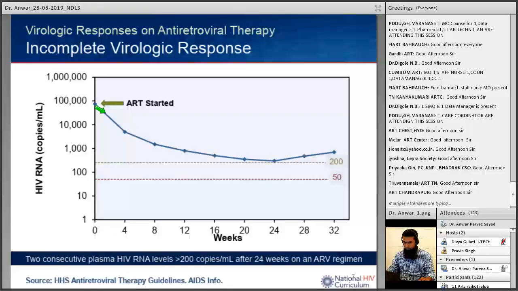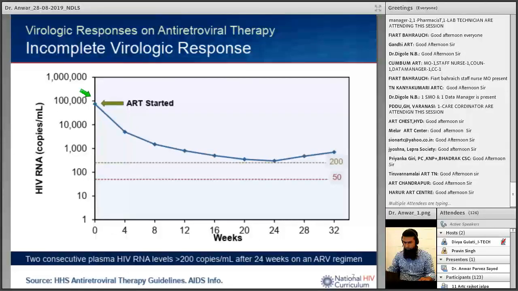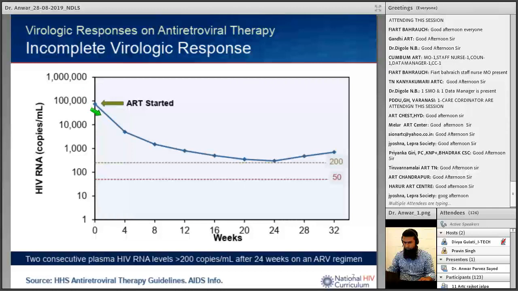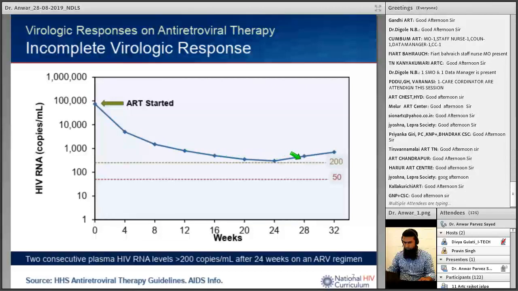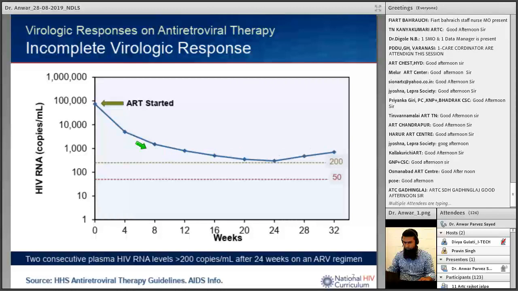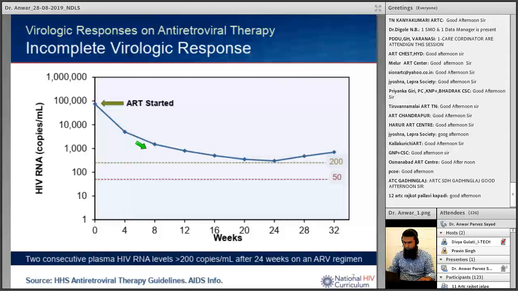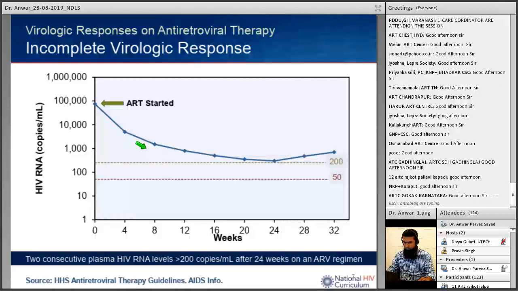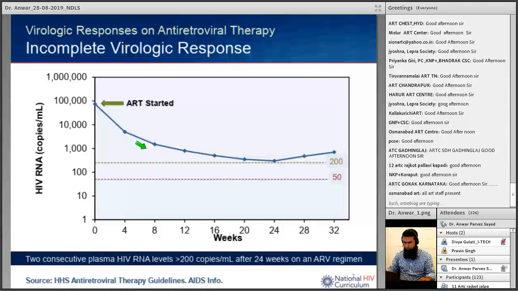But in some cases, there will be incomplete virological response. You start ART from a high viral load, but the viral load never goes below 1000, and the patient will be on low level viremia continued for a long time. So this also happens. This may be because of poor adherence to ART and also because of resistance, which means basically that in the presence of drug, the virus continues to multiply.